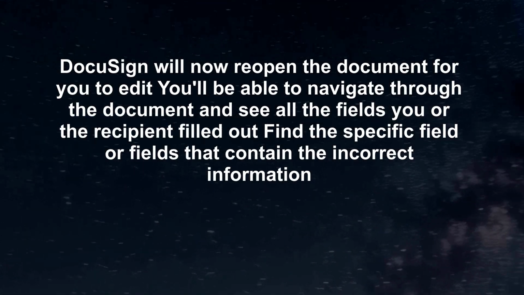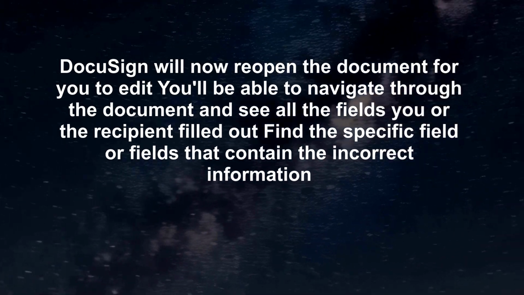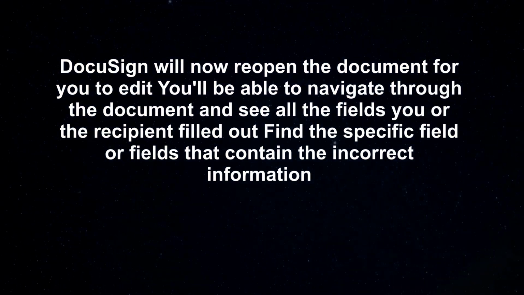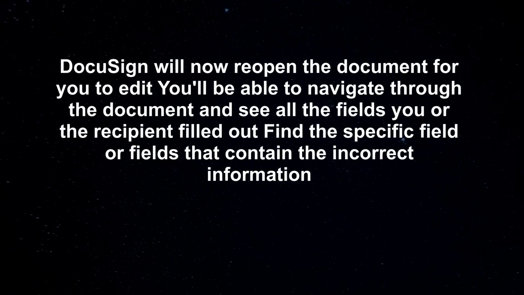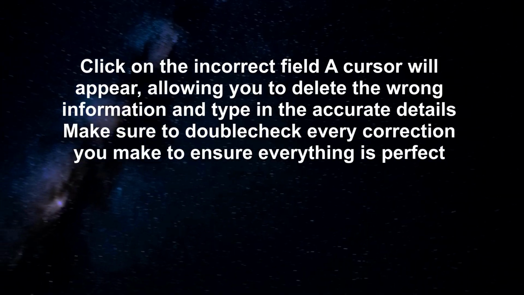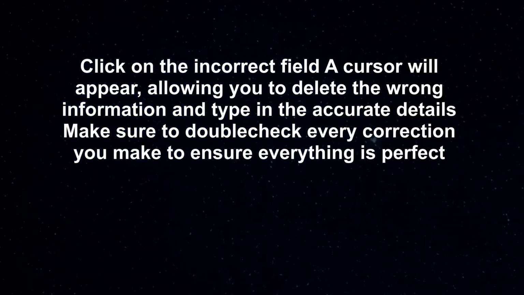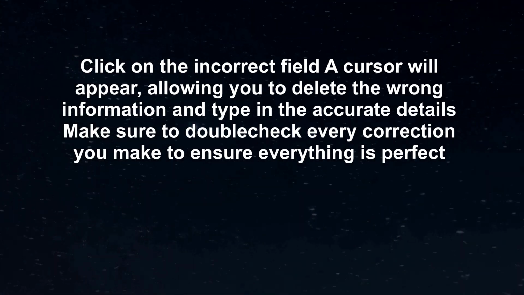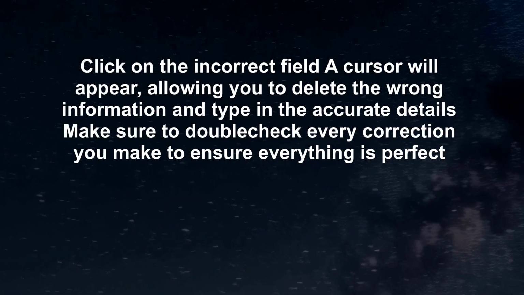You'll be able to navigate through the document and see all the fields you or the recipient filled out. Find the specific field or fields that contain the incorrect information. Click on the incorrect field. A cursor will appear, allowing you to delete the wrong information and type in the accurate details.